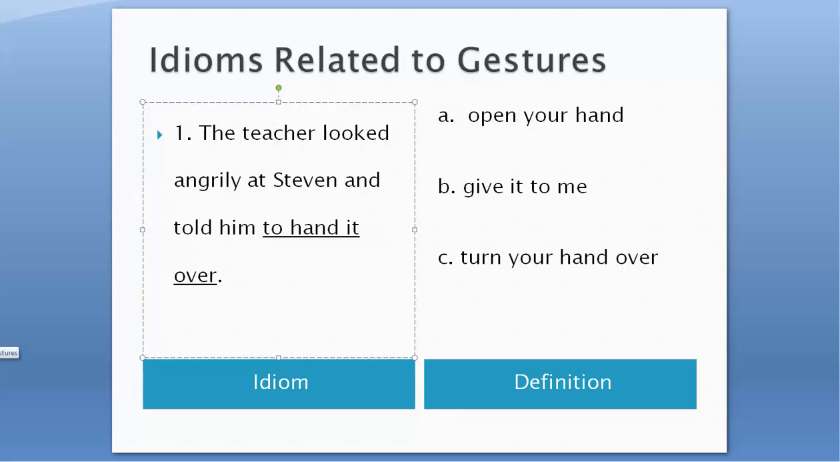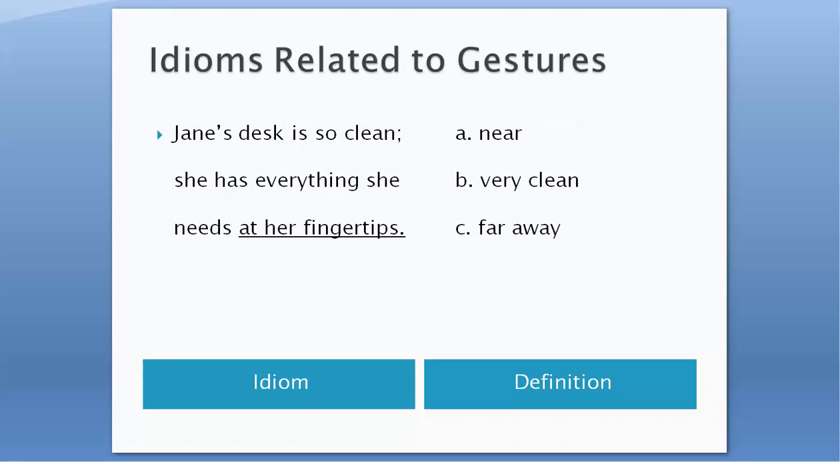Alright, very good. Let's look at another one. Let's read. Jane's desk is so clean. She has everything she needs at her fingertips. Now, at her fingertips is an idiom. Can you guess what it means?